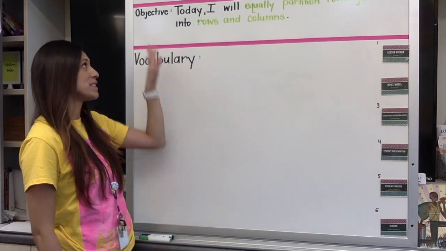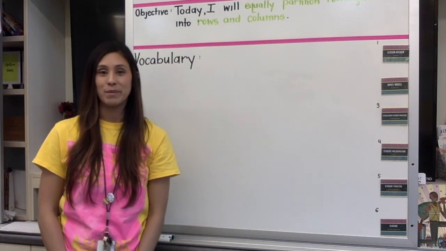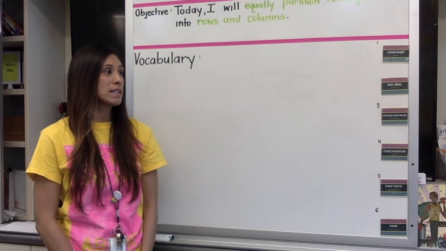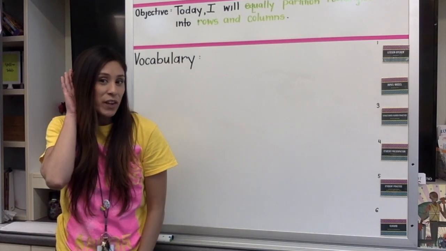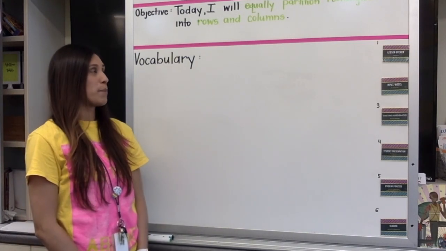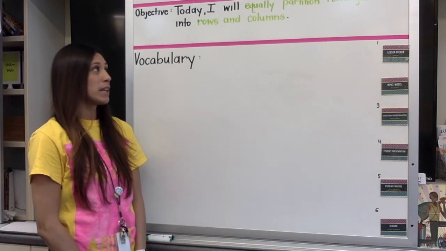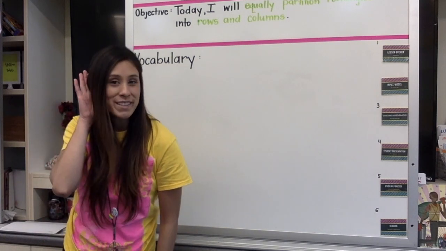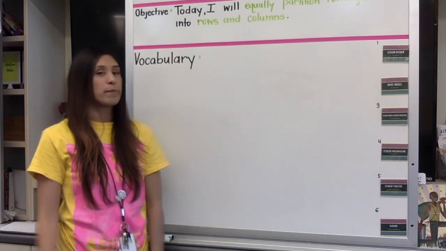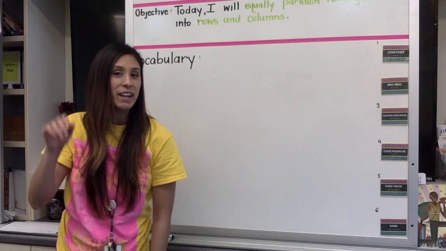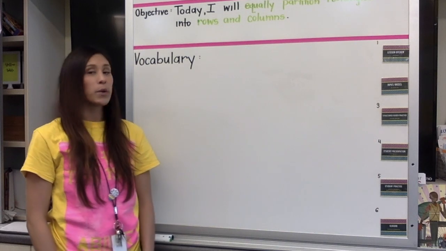So our objective says, today I will equally partition rectangles into rows and columns. I'm going to give you a moment and an opportunity to repeat that back to me. I'll say it, I'll listen for you to repeat, and then I'll finish it up, and then listen again for you to repeat. All right, so today I will equally partition rectangles, your turn, into rows and columns, your turn. All right, and I'll just repeat that one more time. So today we'll equally partition rectangles into rows and columns.